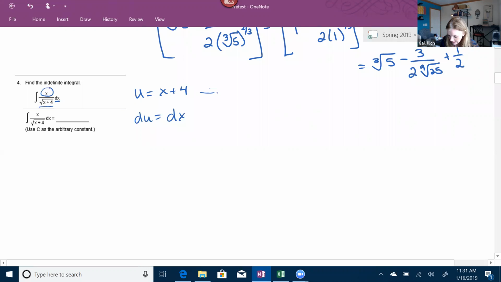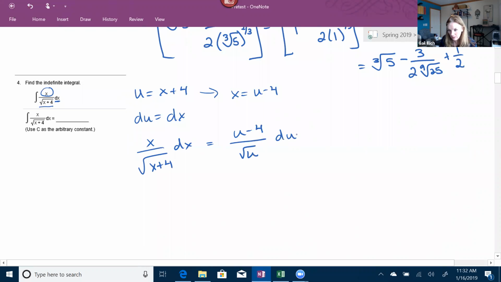So I can notice that if I let u equal x plus 4, then I can solve that for x, and I get x is equal to u minus 4. So now I can write that x over the square root of x plus 4 dx, that's the integrand, as u minus 4, because that's what I found x to be, divided by the square root of u, and then the dx will just be du.